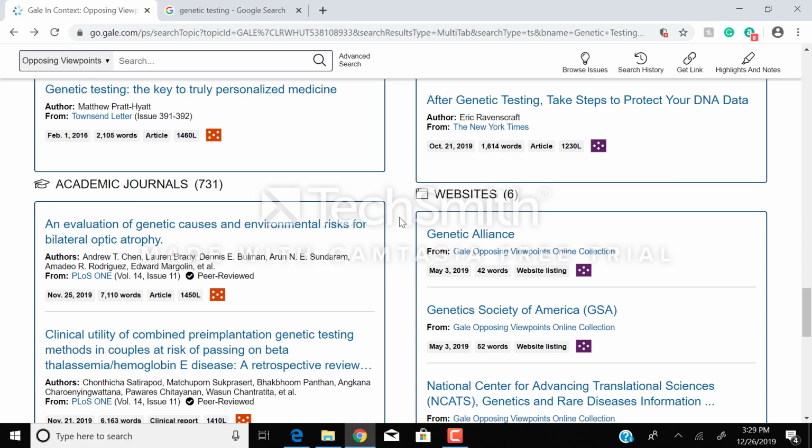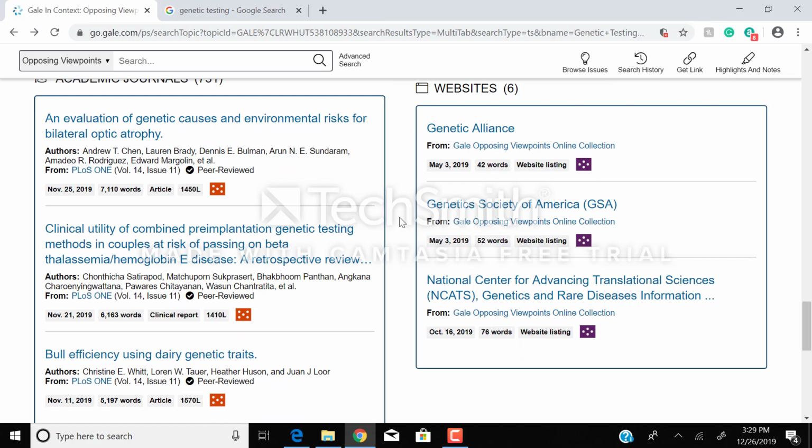Alright. We also see some websites here. These are curated websites, so generally speaking, they're going to be more authoritative. In the authority and accuracy section of the CRAP test, they rate highly websites that are known to be authoritative.